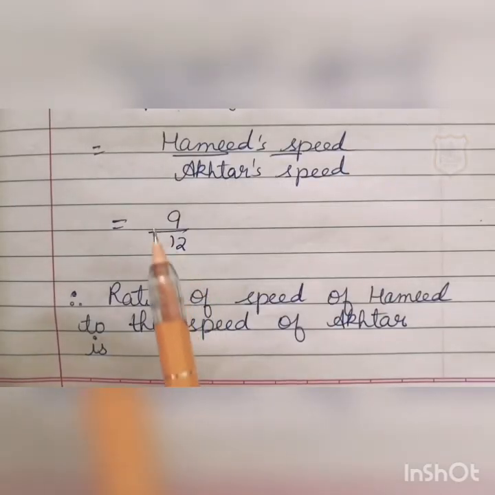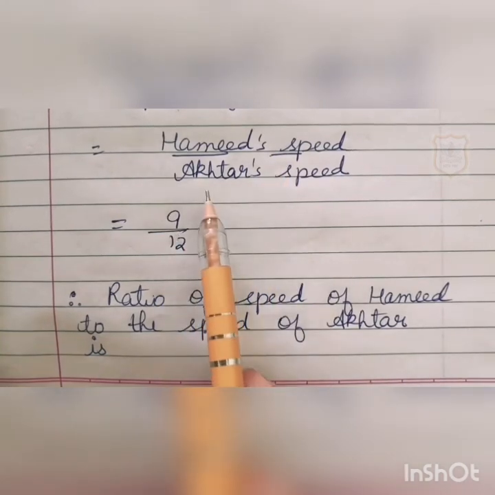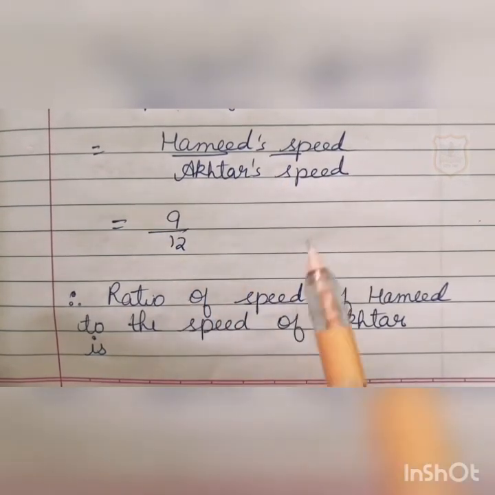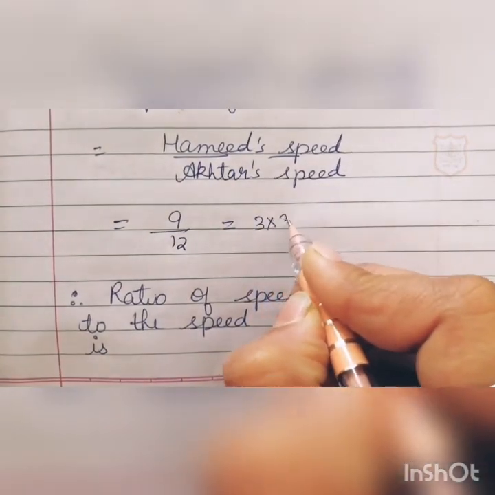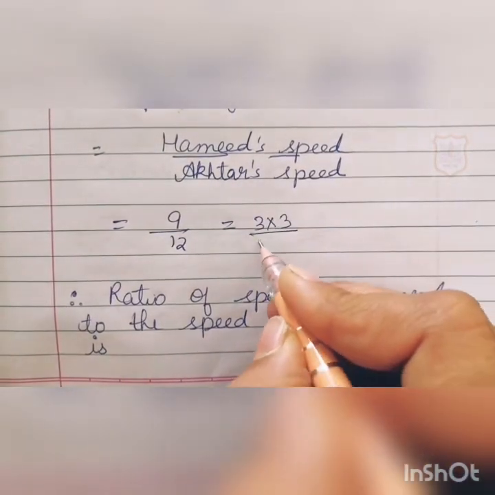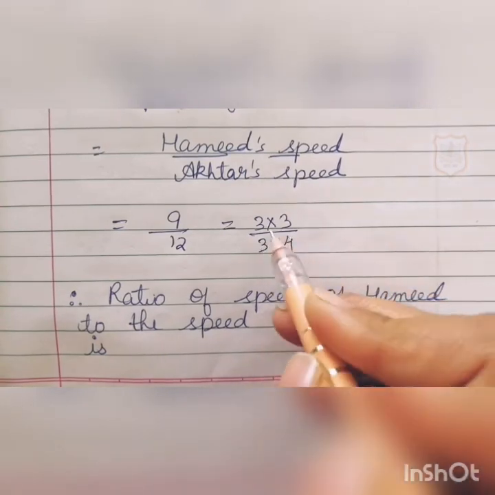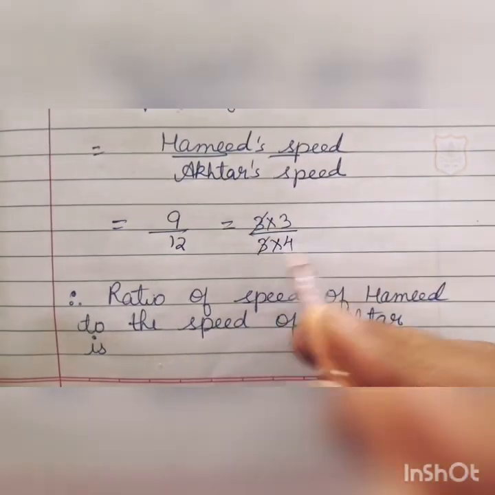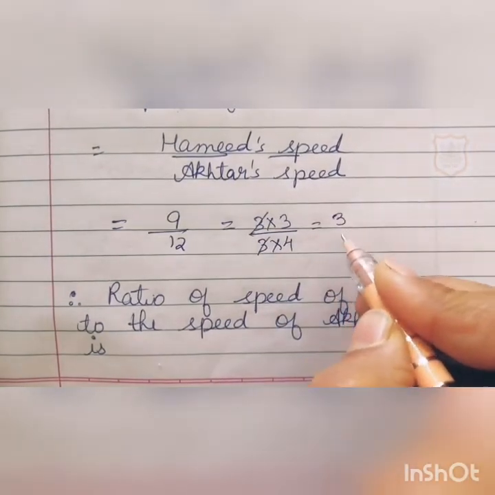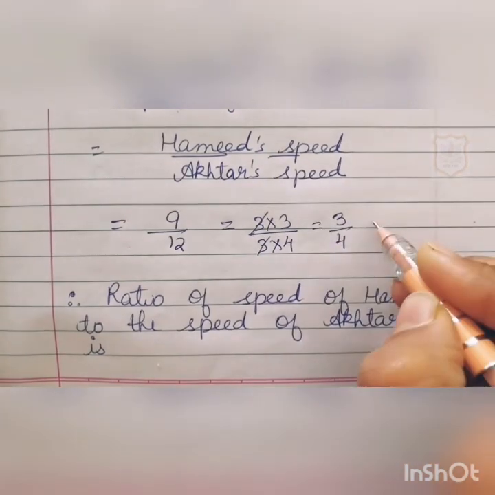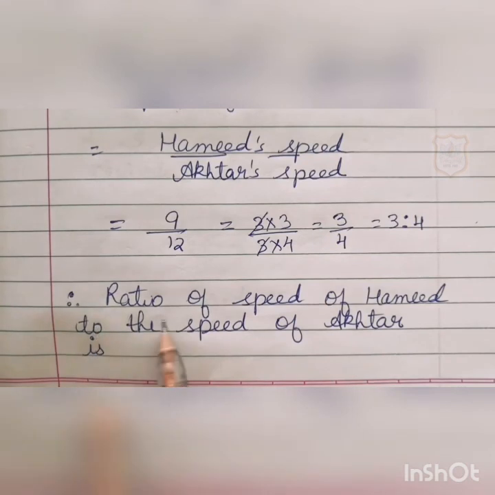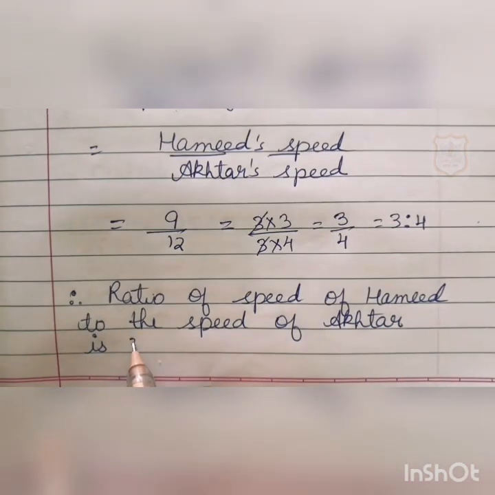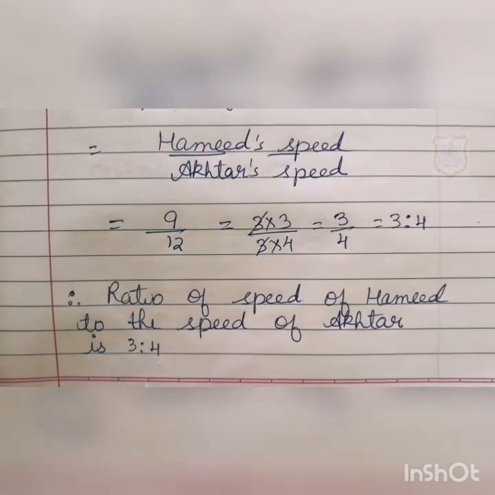So the ratio of the speed of Hamid to the speed of Akhtar will be Hamid's speed upon Akhtar's speed. So we'll write 9 upon 12. Now after doing this, we will make it into a simpler form. So 3 multiplied by 3 we get 9 and 3 multiplied by 4 we get 12. So 3 and 3 are common. We'll cut it out. Now the ratio becomes 3 upon 4, or we can say 3 is to 4, or 3 ratio 4. Therefore the ratio of the speed of Hamid to the speed of Akhtar is 3 ratio 4.